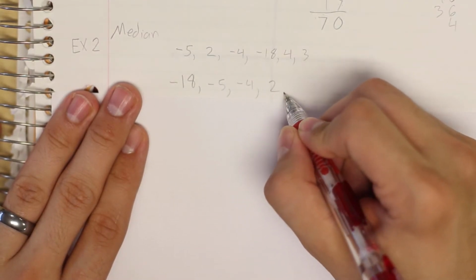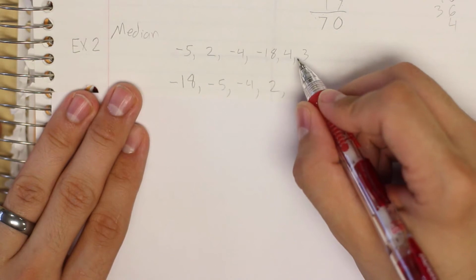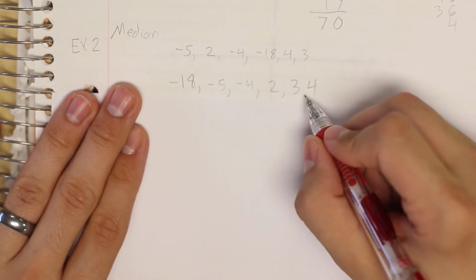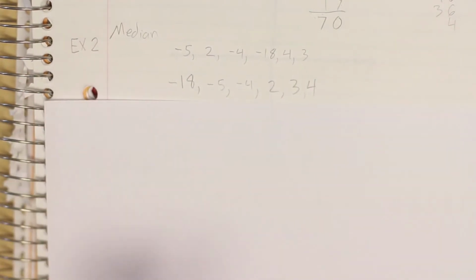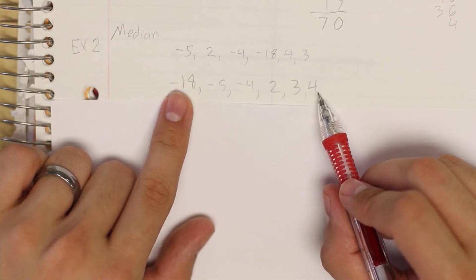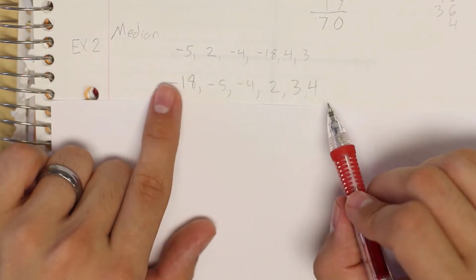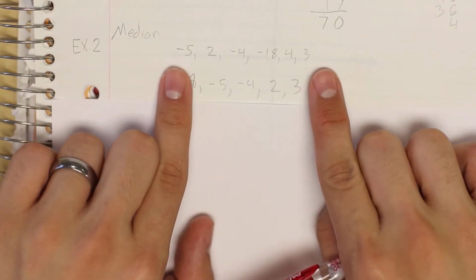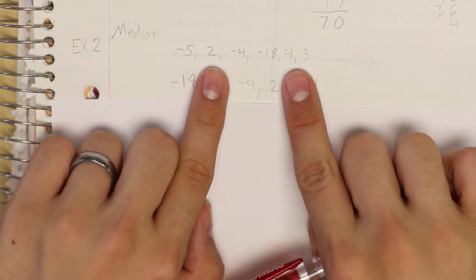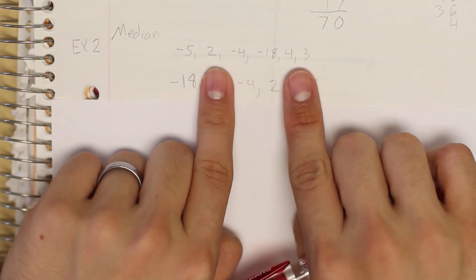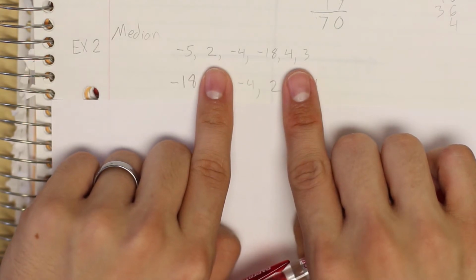And then positive 2, and then positive 3 and positive 4. Okay? So here we have our numbers, and we're going to find out which number is in the middle. So we start on the ends, and we just cover these ones up like this, cover the next ones up, cover the next one. These two numbers in the middle, -4 and 2. So now we need to take a look at.